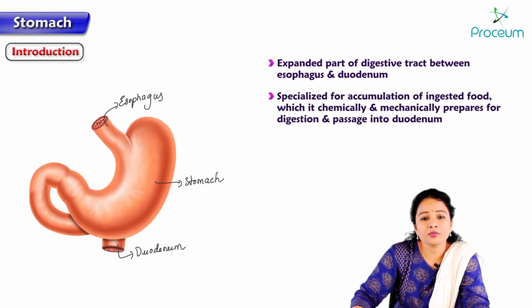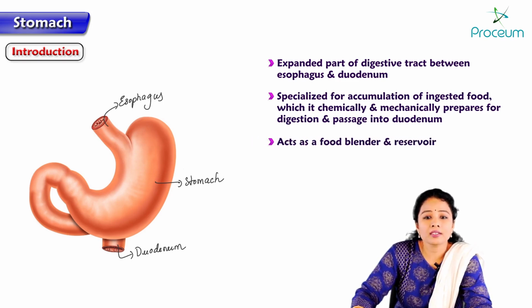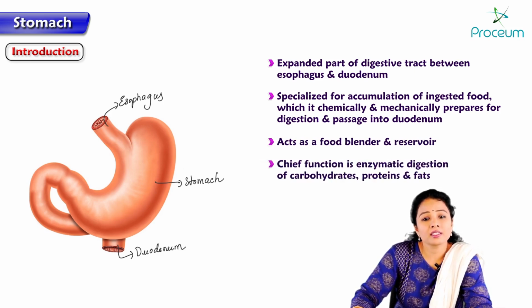The stomach is specialized for the accumulation of ingested food, which it chemically and mechanically prepares for digestion and passage into the duodenum. The stomach acts as a food blender and reservoir, and its chief function is enzymatic digestion of carbohydrates, proteins and fats.